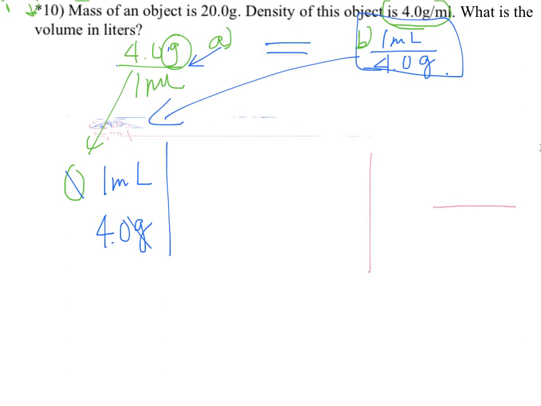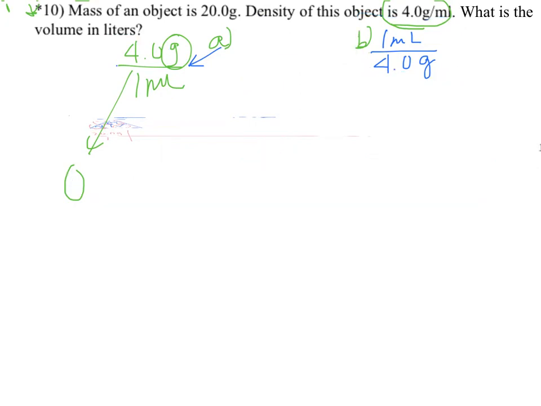I know that my answer has to be in liters, right? So I look and I say, oh no, at this point my answer is going to be in milliliters. So I need to change that. So I'm going to say milliliter at the bottom. So I could write 1,000 milliliters is equal to 1 liter. I could do that. Or right now, just to make my life a little bit easier, I'm going to write that 1 milliliter is equal to 1 times 10 to the negative third liter.